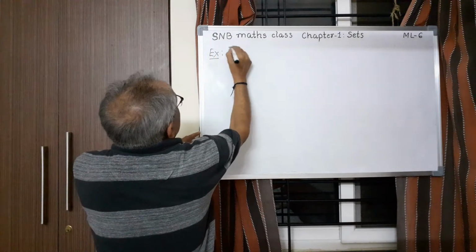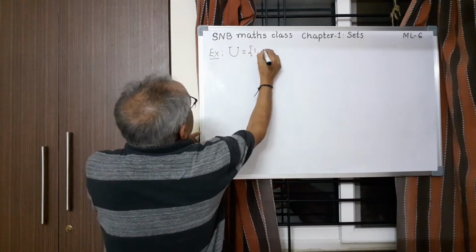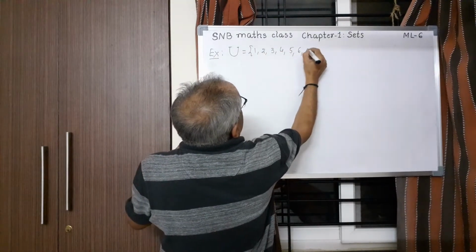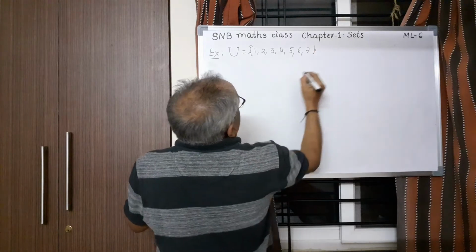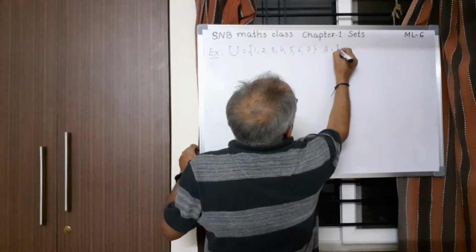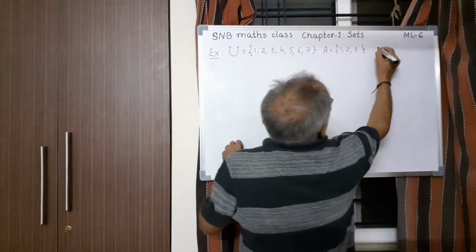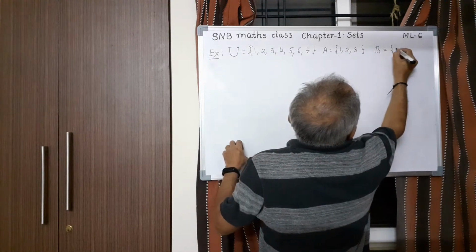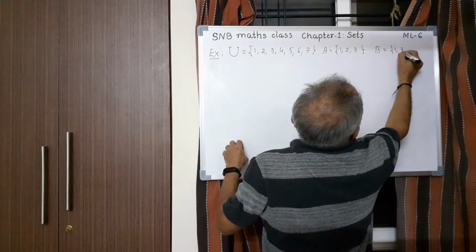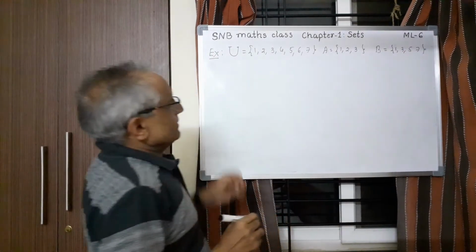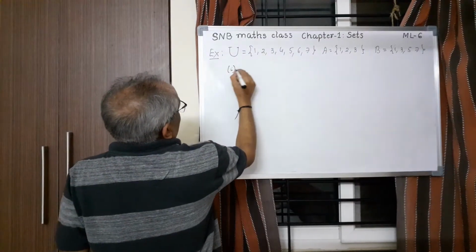Let us take U equal to 1, 2, 3, 4, 5, 6, 7. And A, let us take 1, 2, 3. And B, let us take 1, 3, 5, 7. Now, the first law is this.